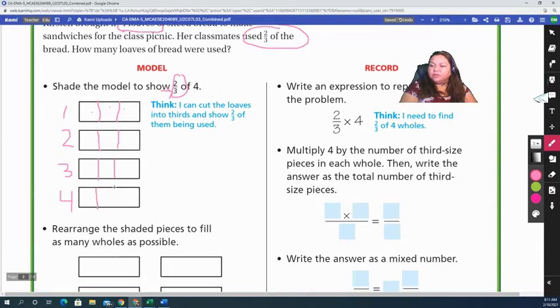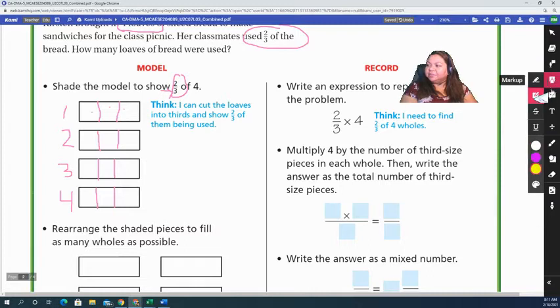If you don't know what a loaf is, it means bread. Es una barra de pan. Okay, loaves of bread. And now we're going to shade. Okay, we're going to shade.